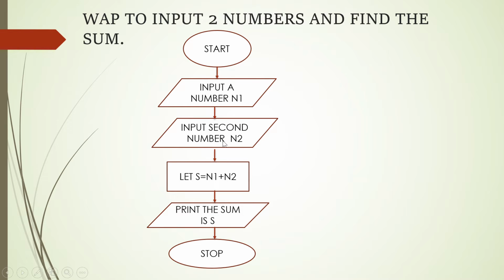So now we have two boxes with us. One has n1 number, one has n2 number. Now this connector is connecting to a processing box. Let s equal n1 plus n2. Now what is s? S is another variable, another box. Now we have three boxes.